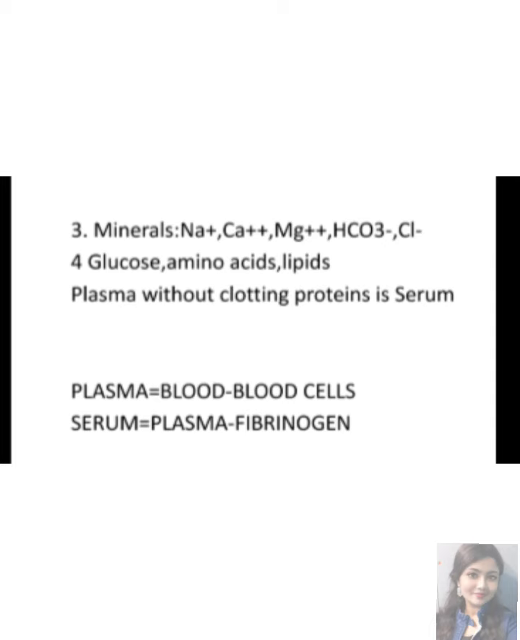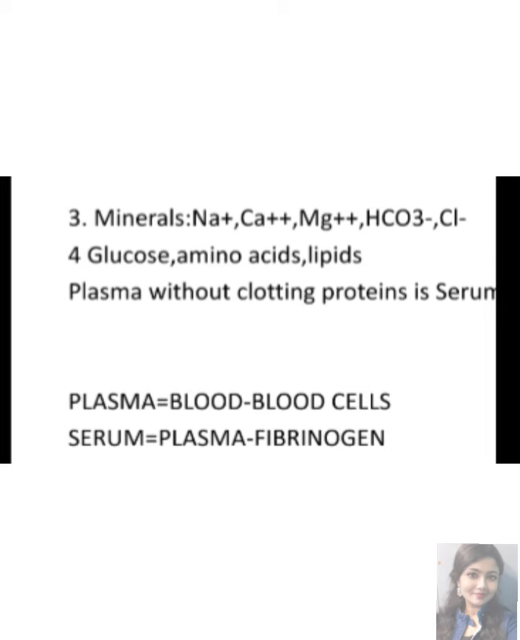Just remember that plasma is actually blood without blood cells. I mean blood without the formed elements. That is called plasma. And the serum is actually plasma without clotting factor. And the clotting factor or the clotting protein is the fibrinogen. So plasma without fibrinogen is called the serum. Highlight this point: plasma is blood without blood cells and serum is plasma without fibrinogen. This is very important, just remember.